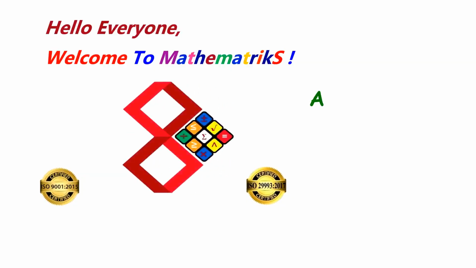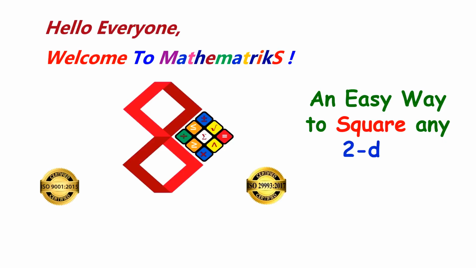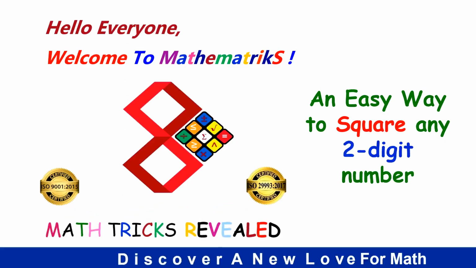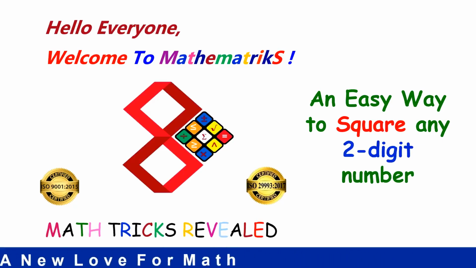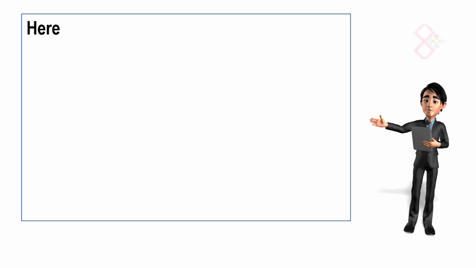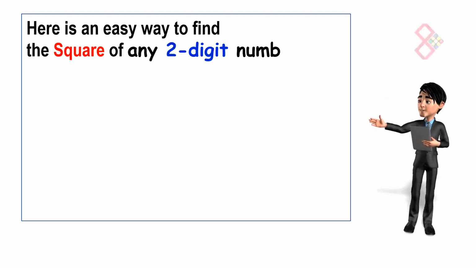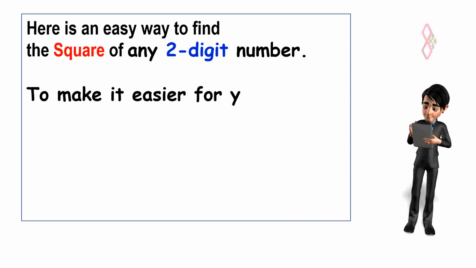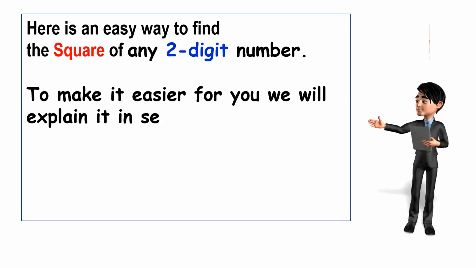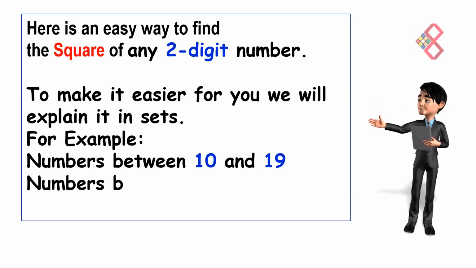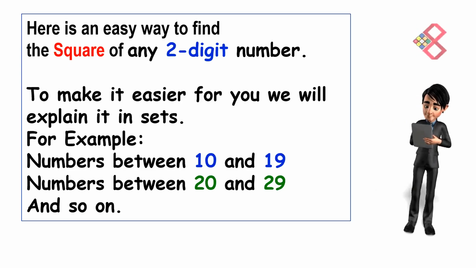I'm Harry. Today we share with you an easy way to find the square of any two-digit number. Yes, here is an easy way to find the square of any two-digit number. To make it easier for you, we will explain it in sets. For example, numbers between 10 and 19, between 20 and 29 and so on.